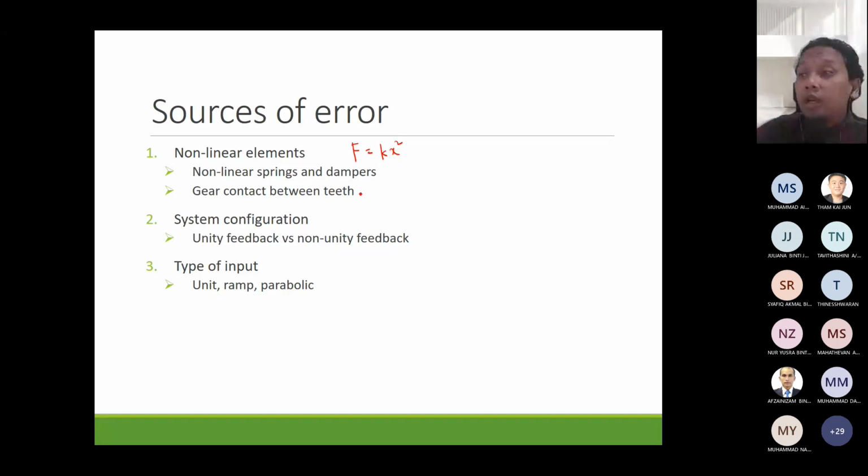And then if you have gearing, the contact between two gears will produce friction, and the friction will produce errors as well. The different types of system configuration also can produce error. We have unity configuration, unity feedback, and also non-unity feedback. Different types of configuration will produce different types of error. And lastly, the different types of input that you use will also produce error. In this topic, we see how different types of input can produce different values of error. And then we focus on the unity feedback system.